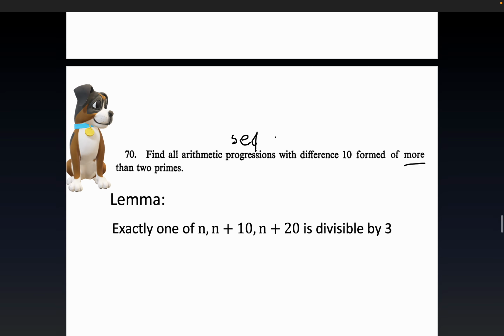Now, we're saying find all arithmetic progression sequences with a common difference. He said they used the word just difference back then, but these days they call it common difference. I'll say CD, common difference, of 10. Now let's write some examples here. It says of more than two prime numbers, right? More than two prime numbers.